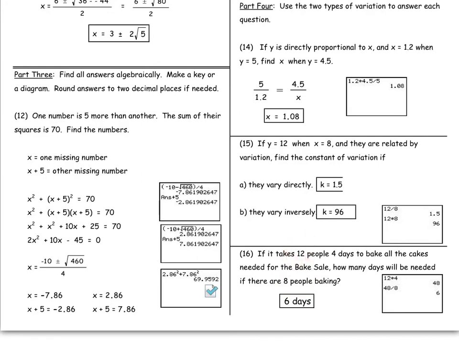So I multiplied 12 times 4 and found out that my constant was 48. And that meant that 8 times something had to be 48. So I did 48 divided by 8, and I got 6 days. So when the number of people that were available went from 12 down to 8, the number of days I needed went up from 4 to 6.